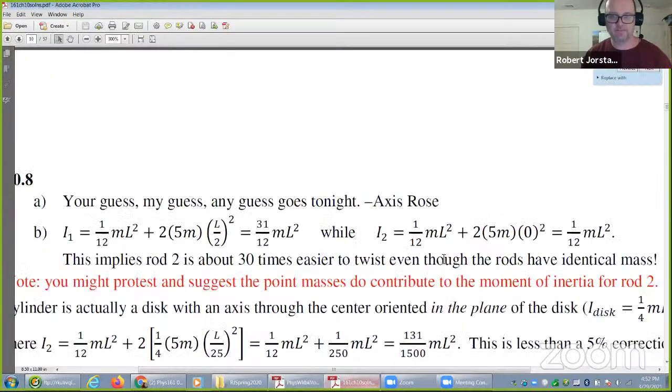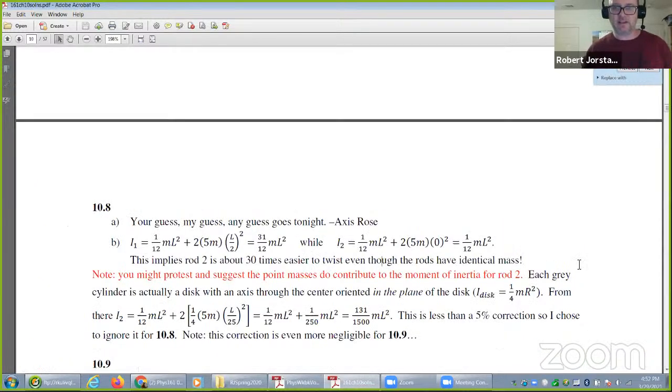So if I look at that, let me go to the solutions. Let's say you're upset at me and you say, look, those point masses do contribute to the moment of inertia. Each gray cylinder is actually a disk with an axis through its center oriented in the plane of the disk. So I could use that one. If you did that and did all the math on it, here I did it, it's less than a 5% correction. So I chose to ignore that in this case by just treating them as point masses distance 0 from the center. Is that correct? No. Is it approximately correct?